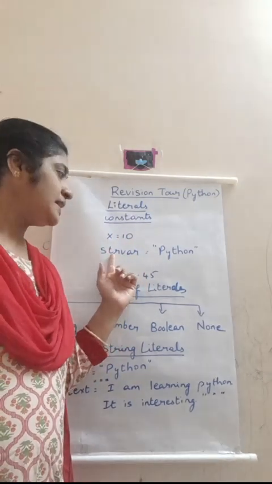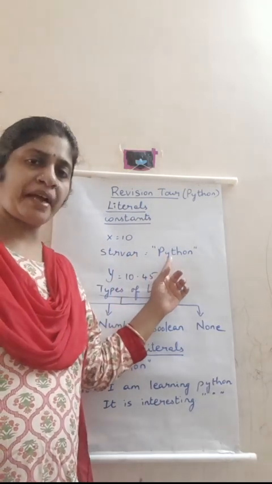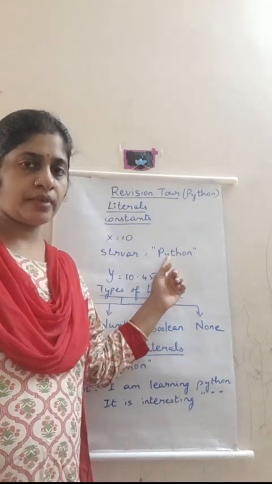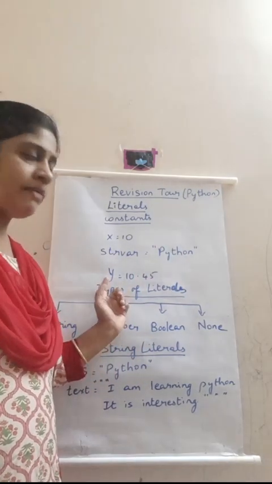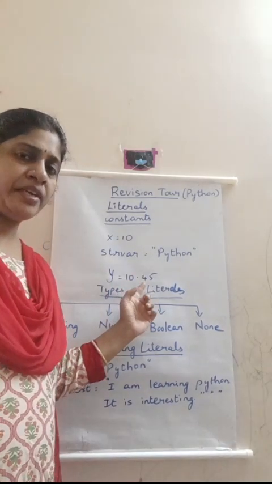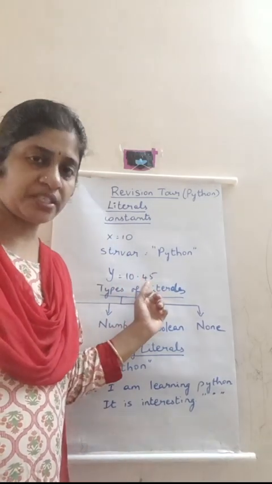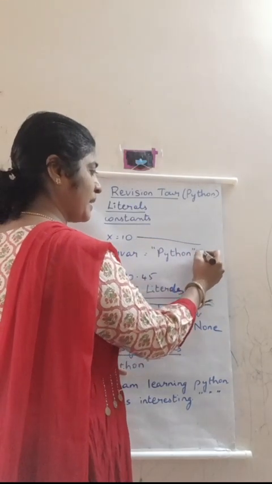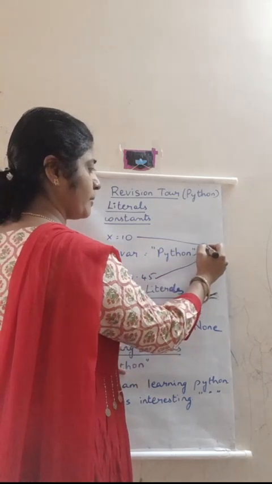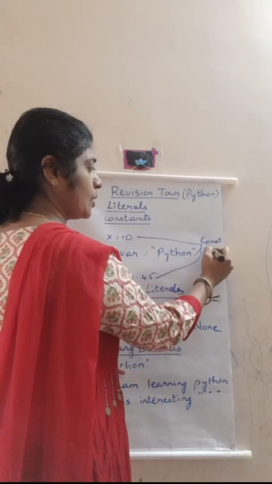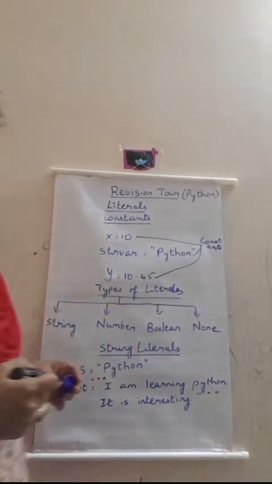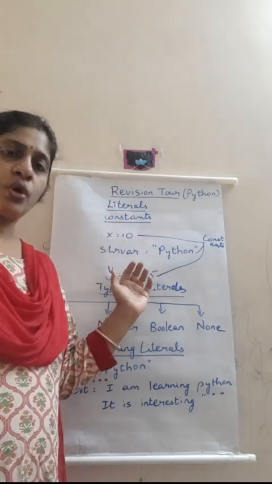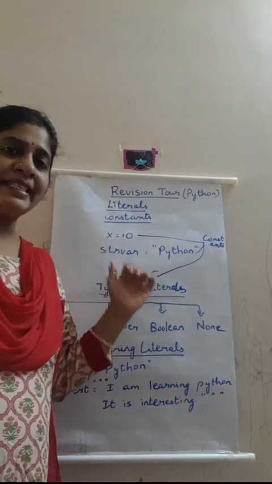Now in this example, it is a string variable. I have stored Python in it, the string Python. Now this is also a constant, and in variable y I am storing the value 10.45. This is a floating point constant. So these three things, 10, this Python and this 10.45, are called constants whose value does not change. So this is about constants, that is, literals.